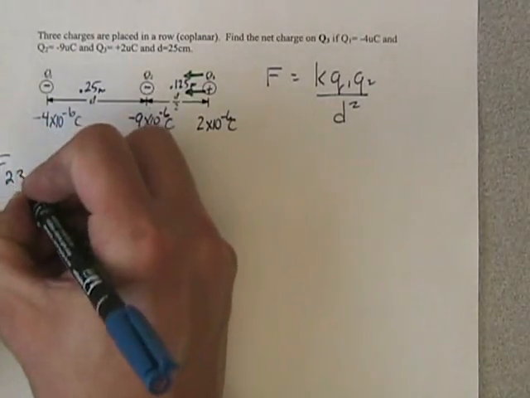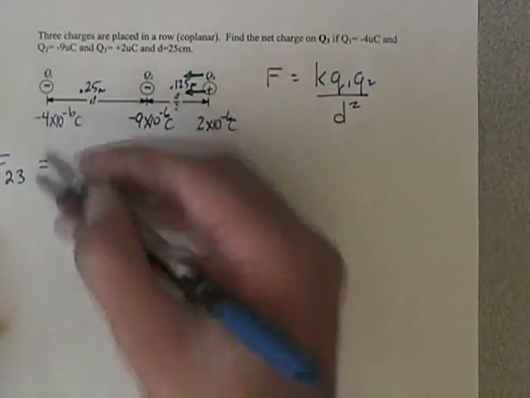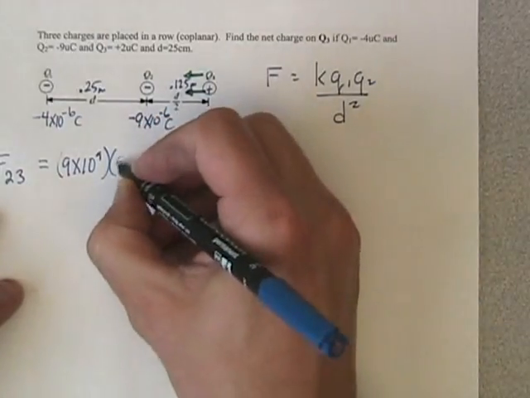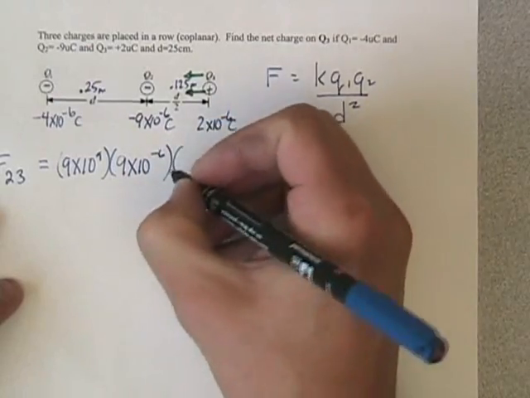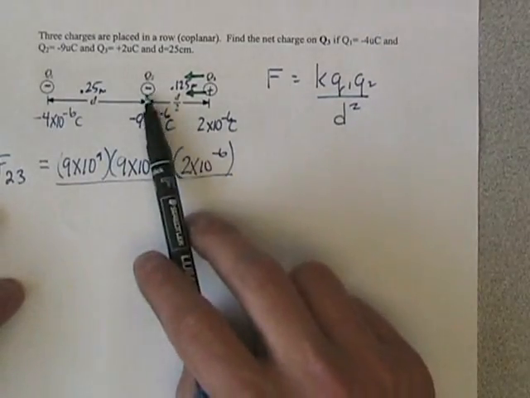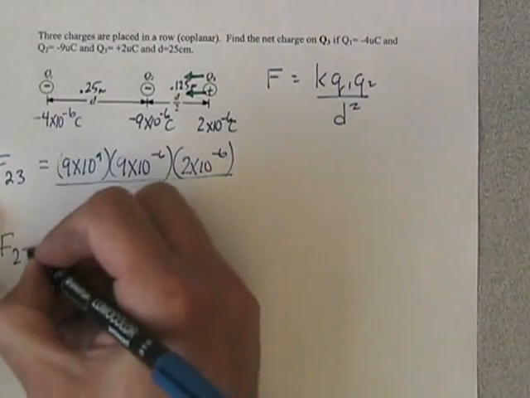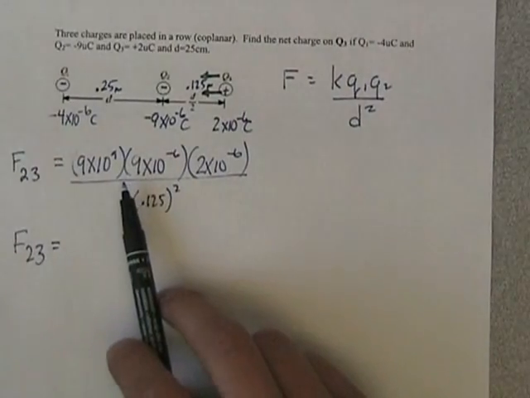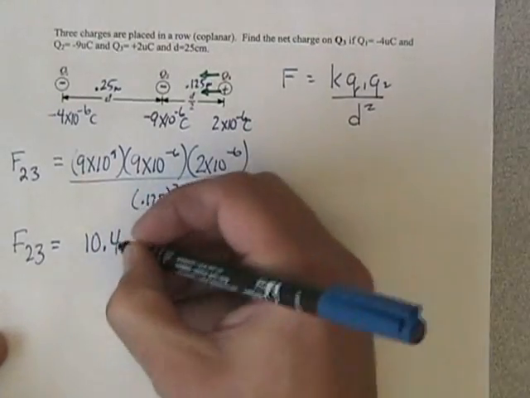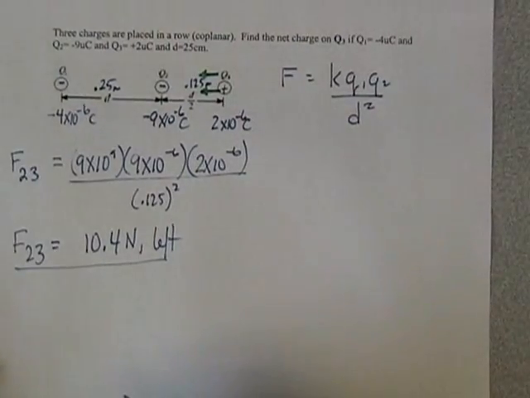So force of 2 on 3. When I say 2 on 3, I mean charge 2 and charge 3. So that's going to be 9 times 10 to the 9, and then charge 2, which is 9 times 10 to the -6, and 2 times 10 to the -6. And then I do their distance squared. So it's 2 on 3, which means it's only going to be 0.125 squared. Now, one thing you'll notice is that I didn't bother putting down the negative here. I'm just going to put a direction down. So when I plug this into my calculator, I get 10.4 newtons, and since my green arrow is left, it goes left.